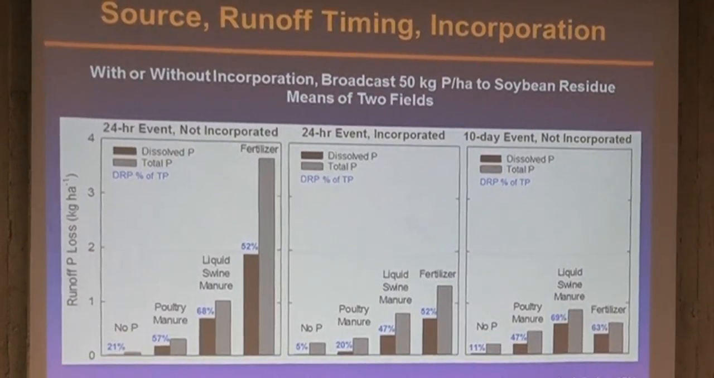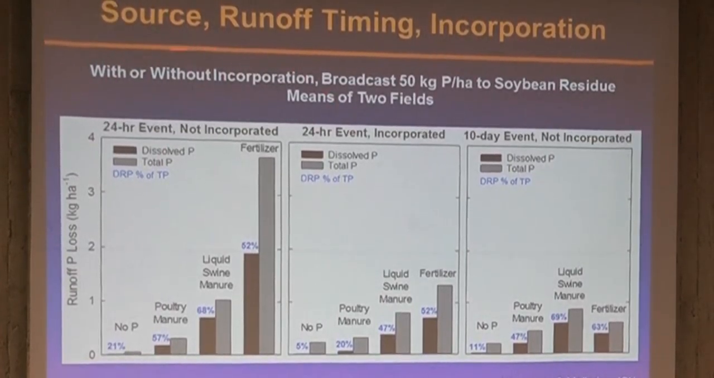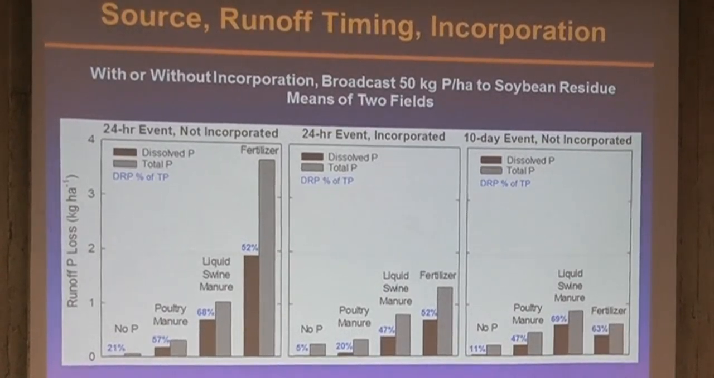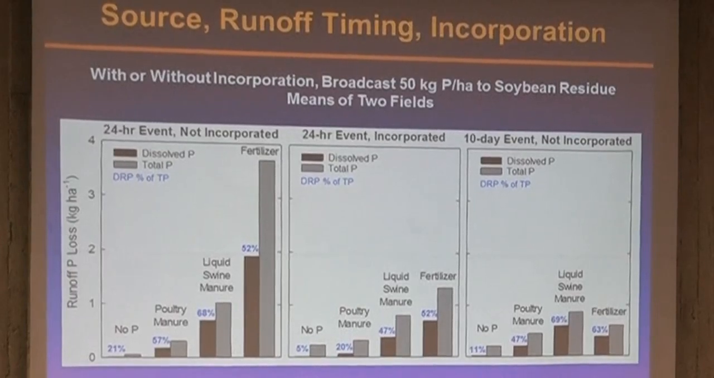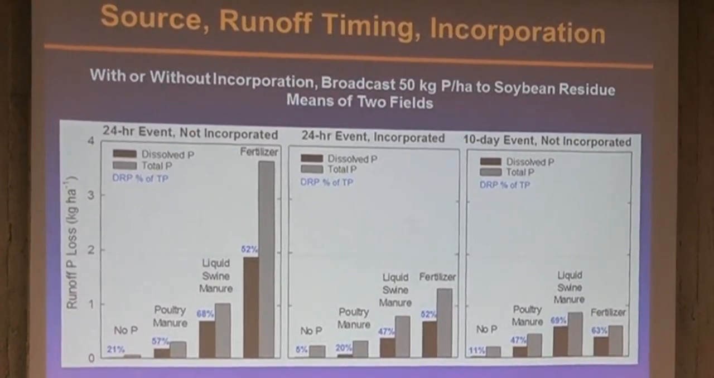Here we complicated things a little bit more, and we included an incorporation treatment, and we did it by disking. So what we have here is the 24-hour runoff event after application without incorporation to the soil. This was incorporated by disking before the runoff. And we had another treatment that was the no-till, not incorporated, but then we did the rain 10 days later, just to look at the delay. We didn't have enough funding, so we didn't look at the incorporated treatment 10 days after. We couldn't include that treatment.